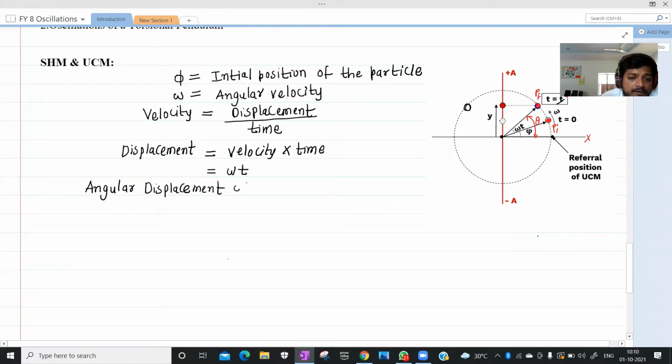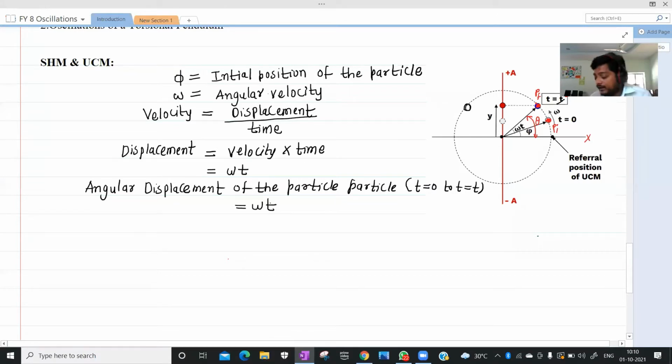It is the angular displacement of the particle within the time from t equals 0 to t equals t. That is actually omega t. Understood? In time t, from the initial position to the final position, that is omega t.